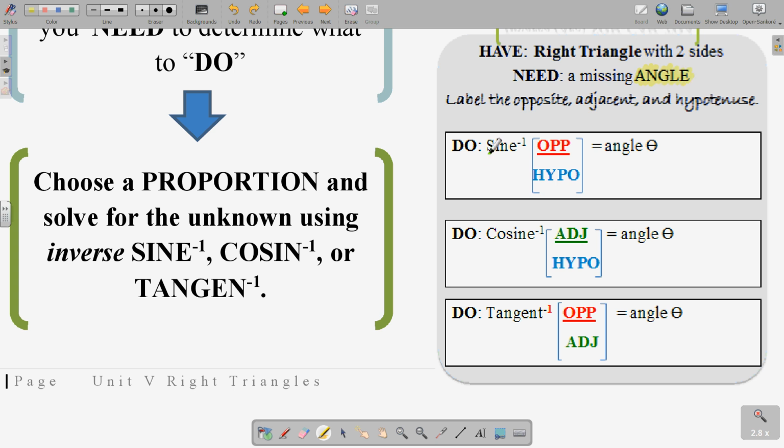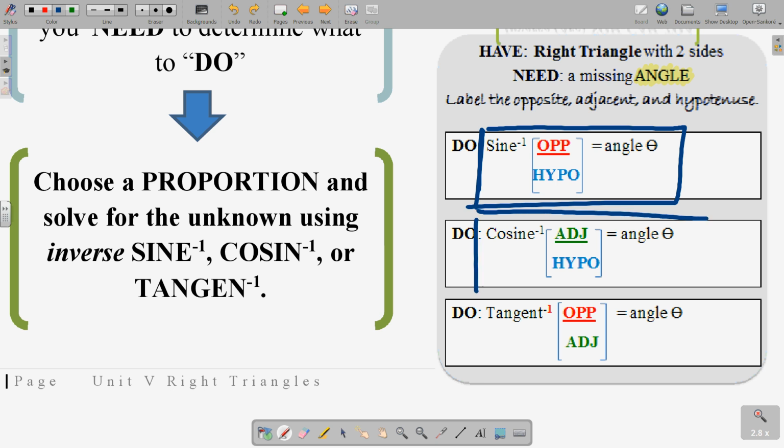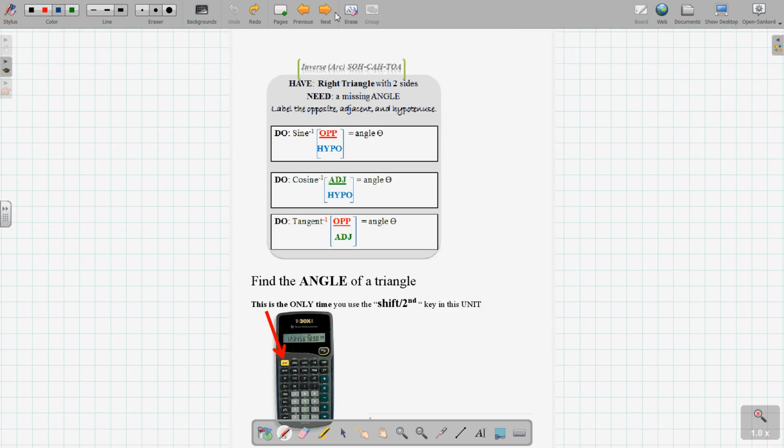Make note, these equations are slightly different from the ones used when looking for sides. Inverse sine, opposite over hypo, equals the angle. Inverse cosine, adjacent over hypo, equals the angle. Inverse tangent, opposite over adjacent, equals the angle. This is very easy to do. So these are your three equations, arc sine, arc cosine, and arc tangent, and we use these for finding angles. So make note on the right side of your chart there.